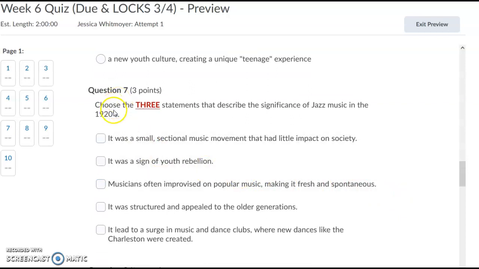Question 7. Choose the 3 statements that describe the significance of jazz music in the 1920s. It was a small sectional music movement that had little impact on society. It was a sign of youth rebellion. Musicians often improvised on popular music, making it fresh and spontaneous. It was structured and appealed to the older generations. It led to a surge in music and dance clubs, where new dances like the Charleston were created.